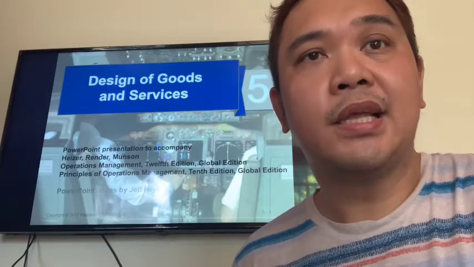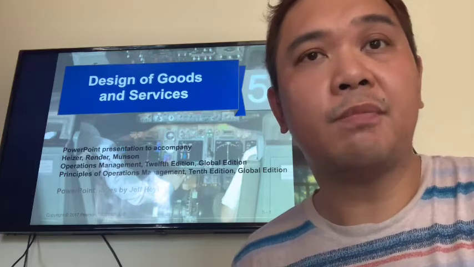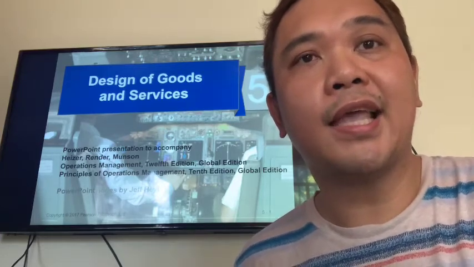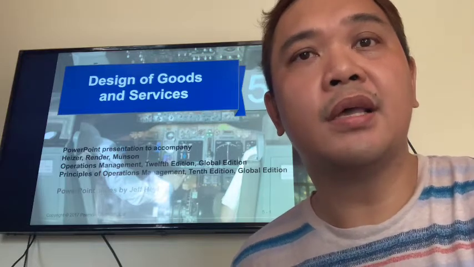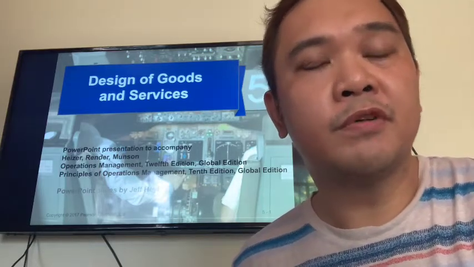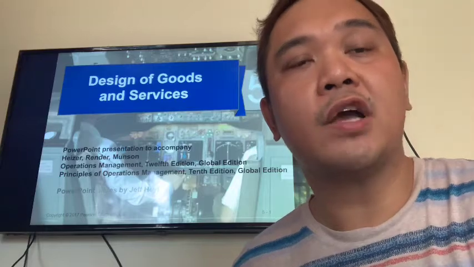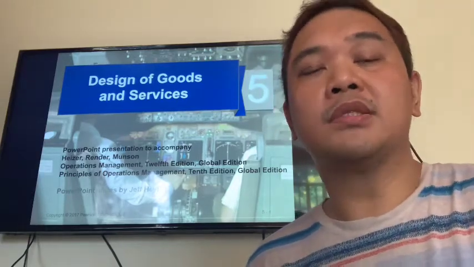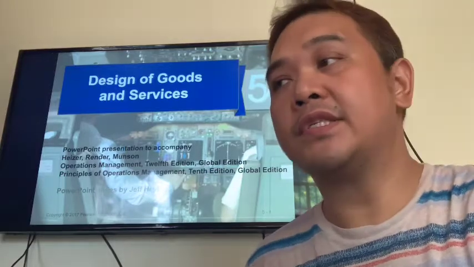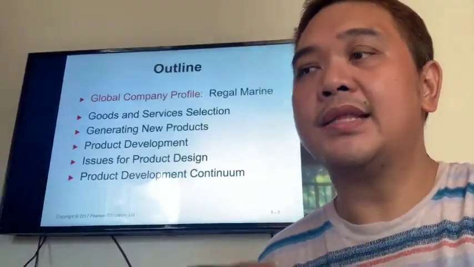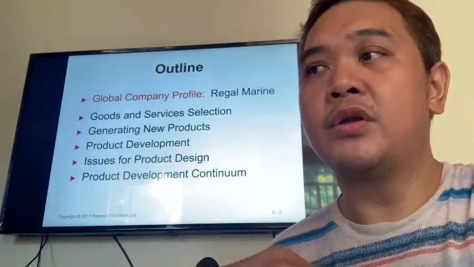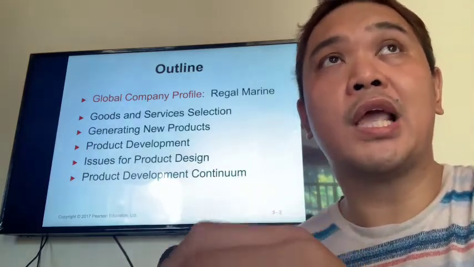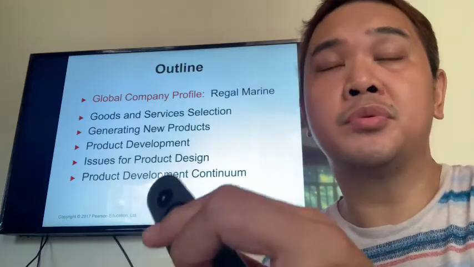The design affects operations and determines how many components make up the product and dictates how these components must work together to provide the product's necessary functionality. So, our chapter is all about the design of goods and services. So as you can see, the outline will be goods and services selection, how manufacturers select goods or how they choose their product.